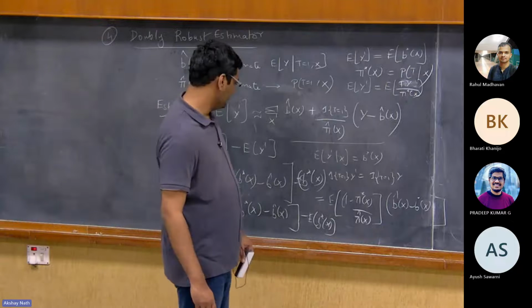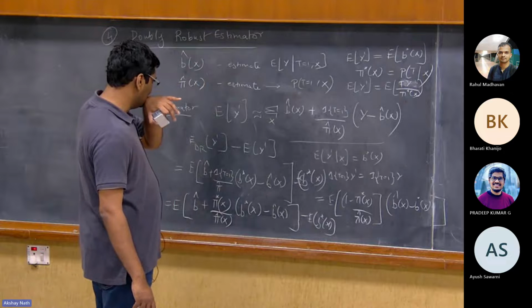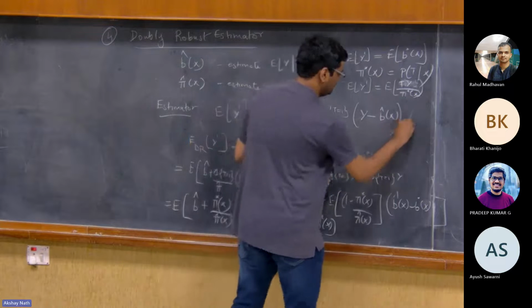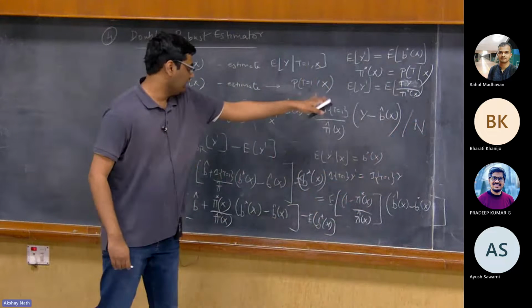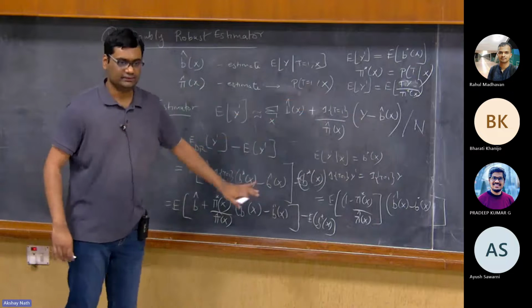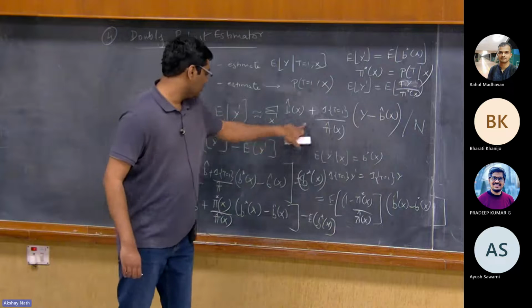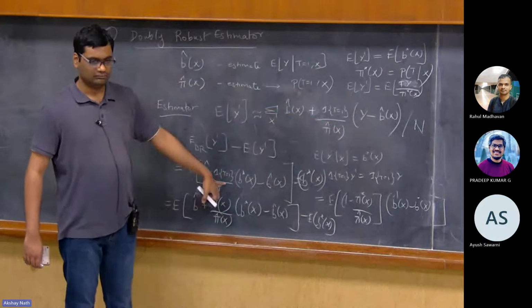One thing, shouldn't the right hand side be divided by the number of samples? You are right. Sorry. Yeah. I meant, yeah. So when you take expectation, you will actually get these. Fine.